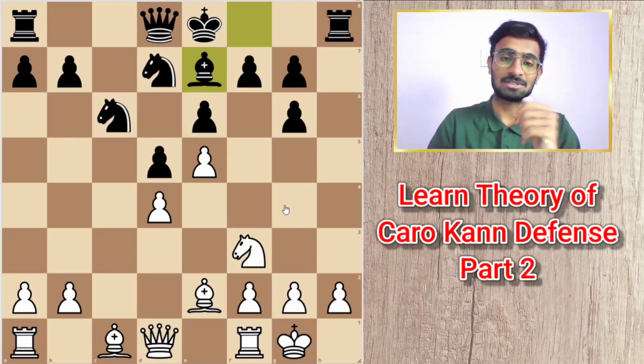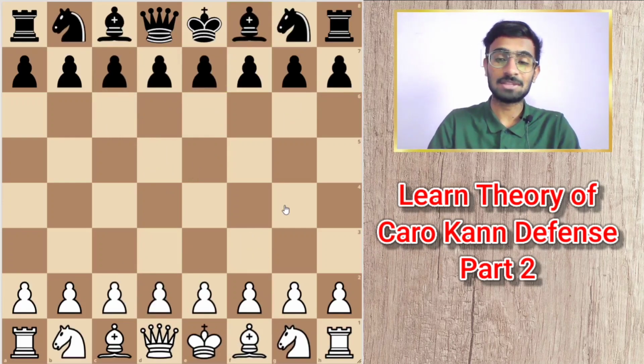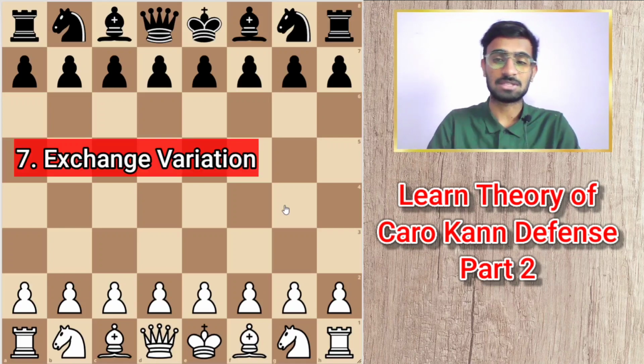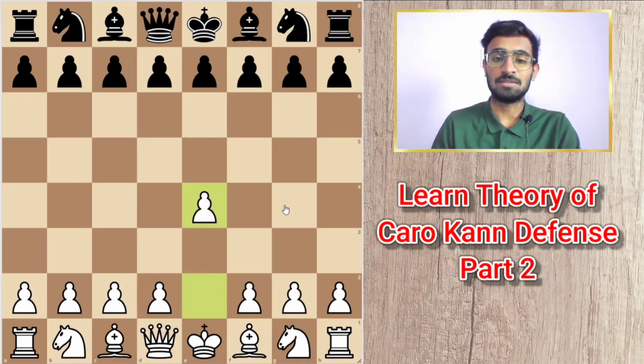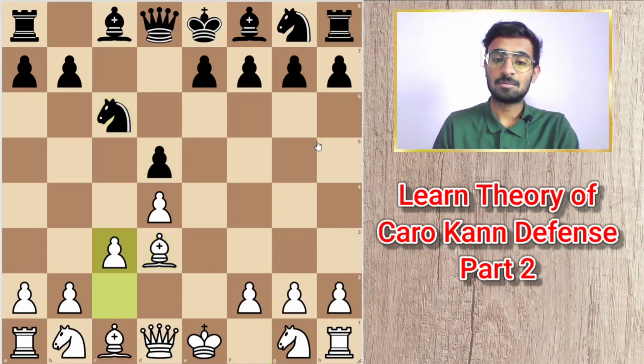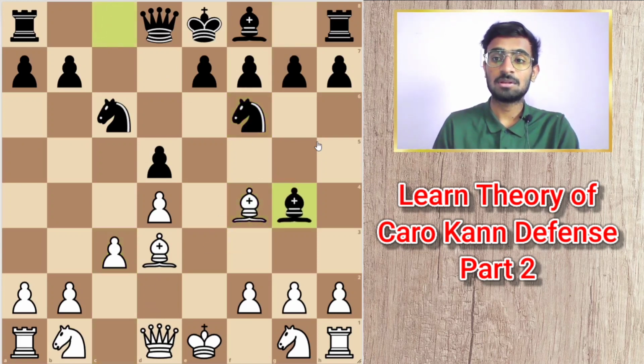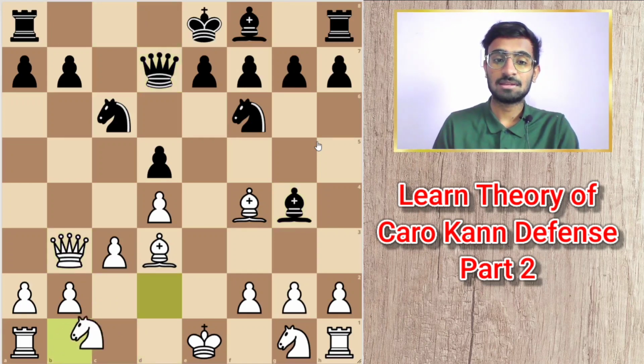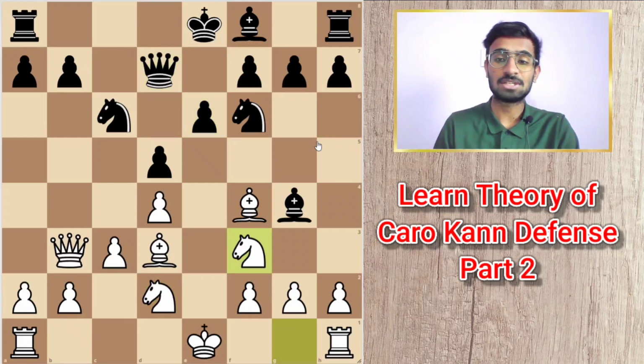Okay, so now let's go back and look at the seventh variation, which is the exchange variation. It starts with the moves pawn to e4, c6, d4, d5, and here pawn takes pawn, then c takes d5, bishop to d3, knight c6, pawn c3, knight to f6, bishop f4, bishop to g4, queen b3, queen d7, knight to d2, pawn to e6, and then knight g2 f3.